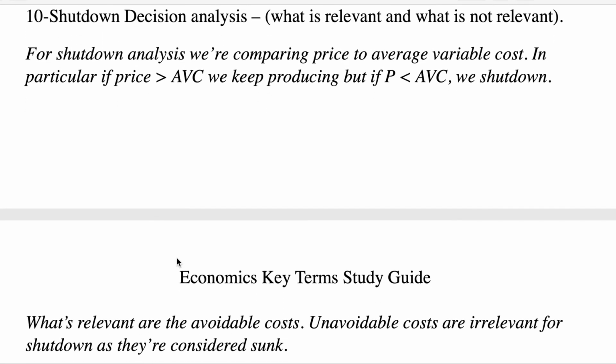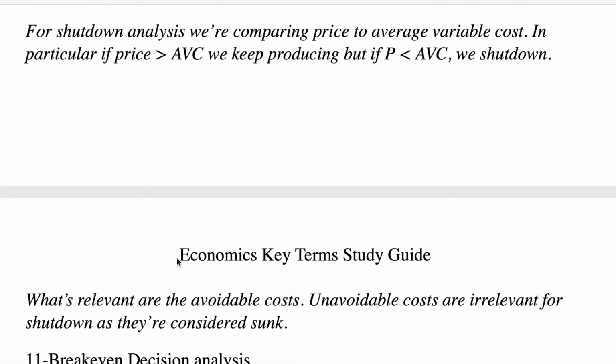For shutdown analysis, what's relevant is comparing, firstly, price to average variable cost, right? If price is below average variable cost, you want to shut down. If price is above average variable cost, you'll continue producing. If price is above average variable cost but below the break-even point, which is the minimum of average total cost, then you would actually still exit in the long run, right? Shutdown is a short-run decision, exit is a long-run decision.